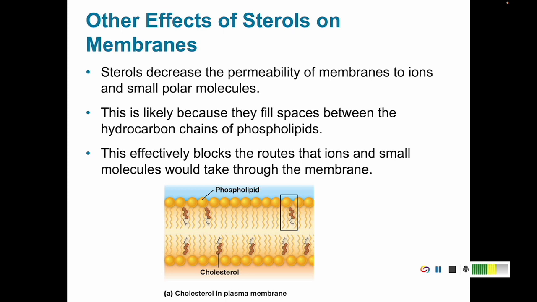Sterols also, as they're packing in, you can see them kind of packed in. It means there's less space in between the phospholipids. So they're going to decrease how permeable that membrane is to small polar molecules. So if a small polar molecule, like oxygen or carbon dioxide, normally comes in between the phospholipids to diffuse in, and then it hits a cholesterol, it's not going to diffuse so easily. So the space between these phospholipids gets filled up with cholesterols, which reduces how permeable it is because it blocks that route that the ions or the small molecules take through the membrane.